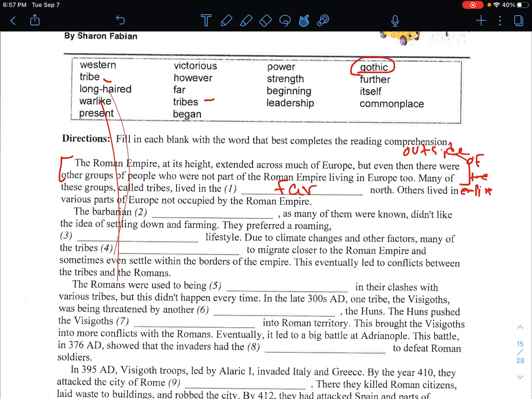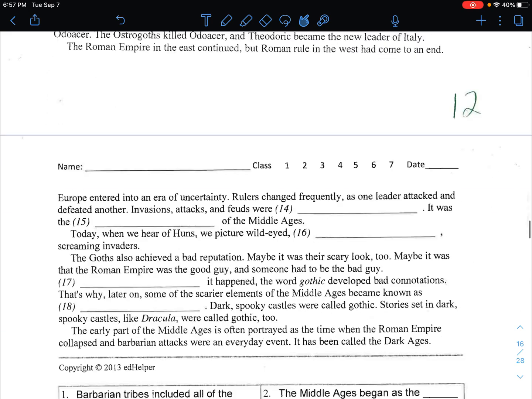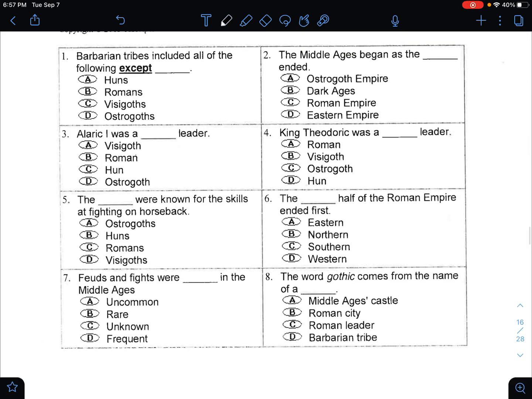Okay? You can only use the words one time. After you finish filling this in, you're more than welcome to work with a partner, by the way. You're going to work on this, on the multiple choice questions.